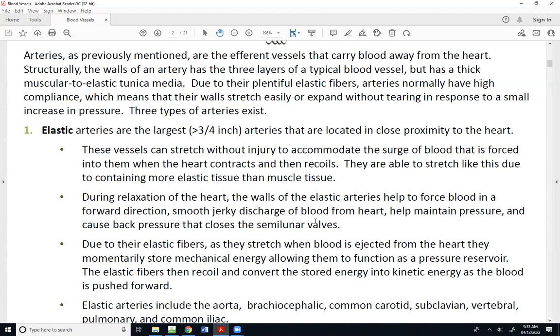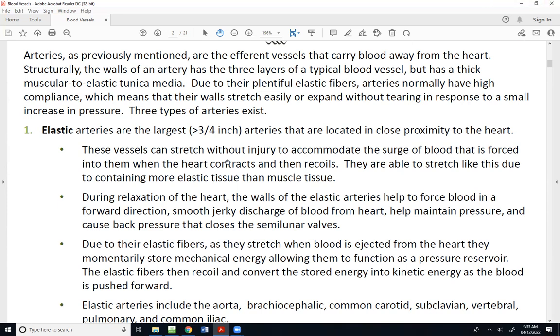Okay. Due to their plentiful elastic fibers, they normally have high compliance, which means that their walls stretch easily or expand without tearing in response to a small increase in pressure. That is a fantastic thing to have in a normal healthy artery. Unfortunately, various conditions can decrease this elasticity, and therefore it basically hardens them and they're less likely to stretch. That's called arteriosclerosis, and it's a degenerative blood vessel disorder.